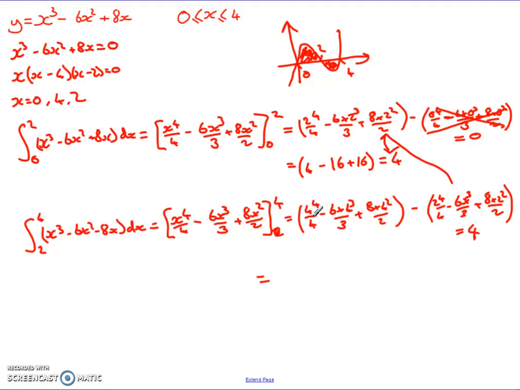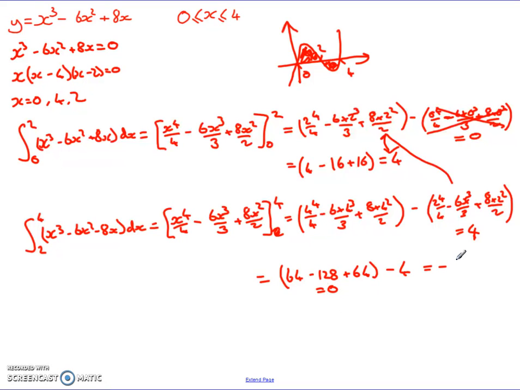So 4 to the power of 4 over 4, well that's essentially the same as doing 4 cubed. 4 cubed gives me 64. So then take away 6 times 4 cubed over 3. Well, 6 divided by 3 is 2. 4 cubed is 64. So 2 64s are 128, minus 128. My last one is then 8 times 4 squared over 2. Well, 8 over 2 is 4. So that then is essentially 4 cubed. 4 cubed is 64. It's then take away the 4 that I get from that. Well, this one here, 64 minus 128 plus 64, that's 0.